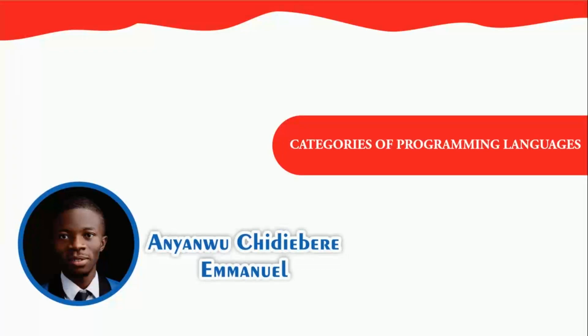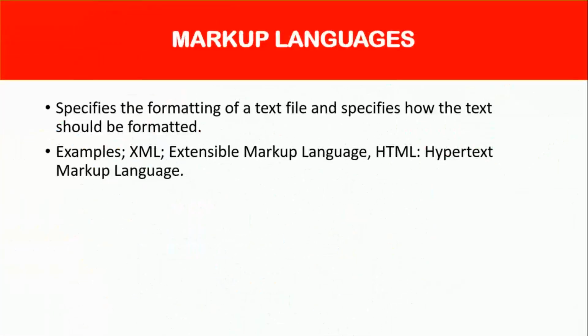And today we want to talk about the categories of programming languages. So we have different programming languages. We have the markup languages, the style sheet languages, the scripting languages, and also the database language. So let's first of all talk about the markup languages.